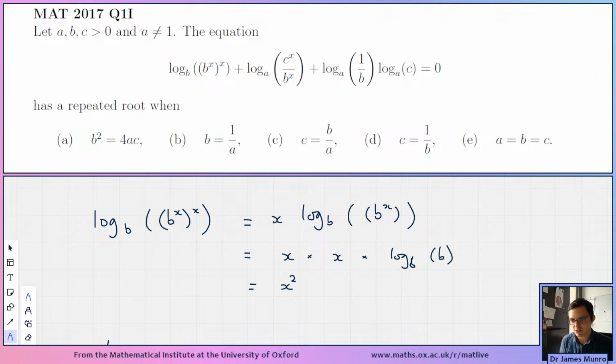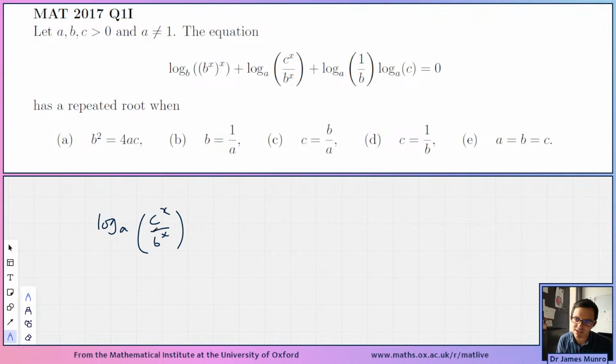So this one, log base a of c to the x over b to the x. Now maybe I should write out a line to tell you that this is c over b to the power of x, but maybe you'll let me get away with just writing this like that.